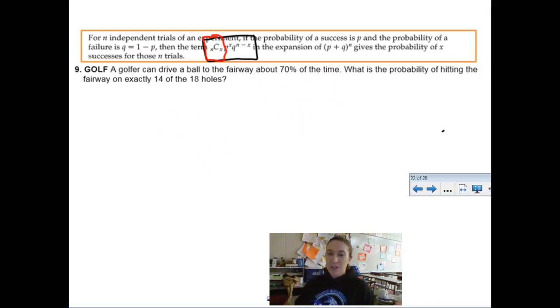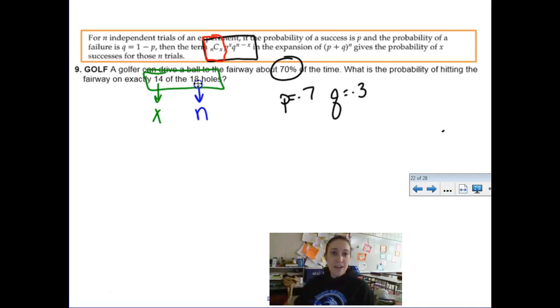All right, so let's talk about this golfer. So the golfer has a probability of success of 0.7. So P is 0.7, which means the probability of failure is 0.3. So again, I'm doing this one the long way. He wants to know what's the probability that he's going to get it onto the fairway 14 out of the 18 times. So 14 is the number of successes, that would be X, and then 18 is the number of trials, that would be N.